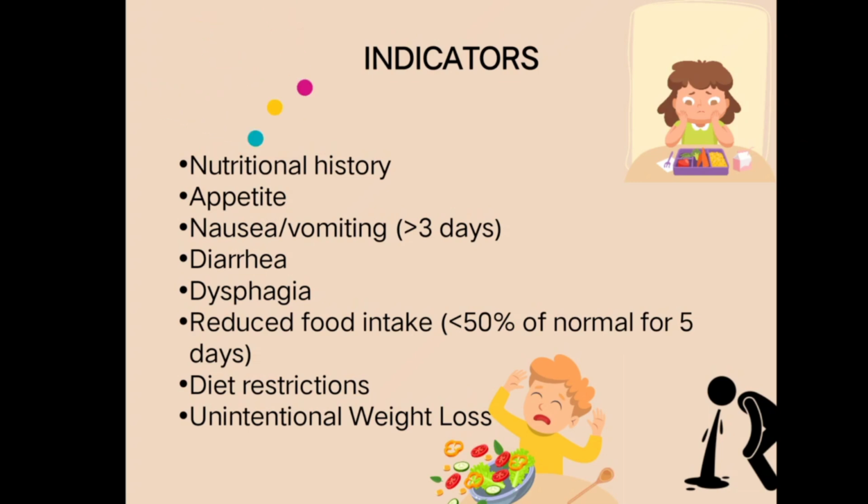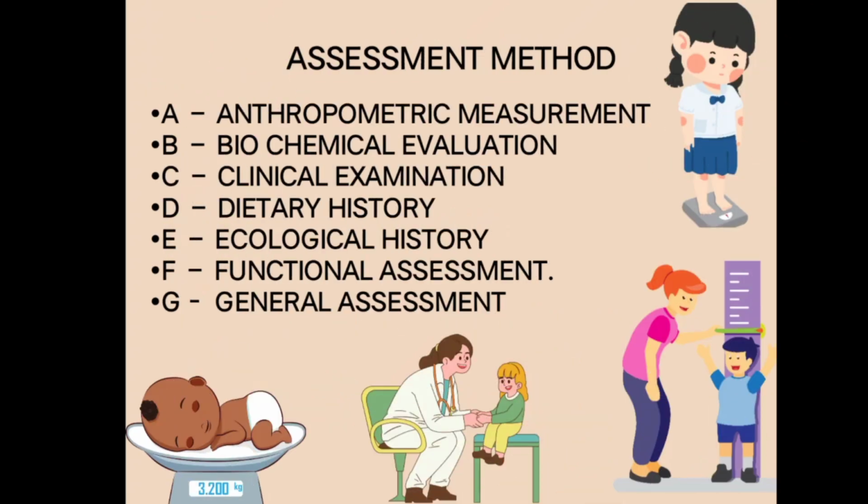Next is unintentional weight loss. Without any reason, if there is a weight loss, we have to do a nutrition assessment. So the next is the assessment method. In which method we can do is ABCDEFG. So up to dietary history we will see in this video.